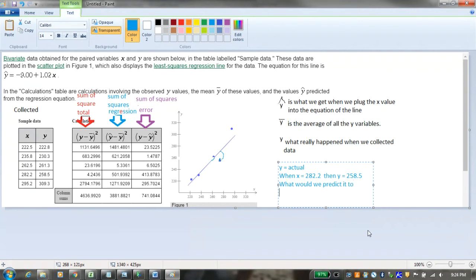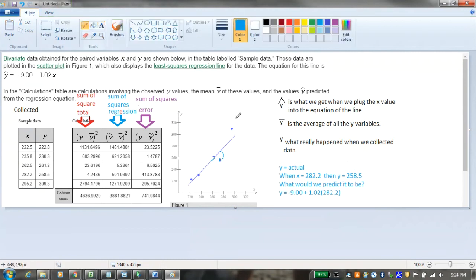So then we're going to take our equation, and our equation is y is equal to negative 9.00 plus 1.02x, but we're going to plug the x value in. So the x value is 282.2. So when I want to predict it, to get this y hat value here, all we're going to do is plug in the known value into the equation.